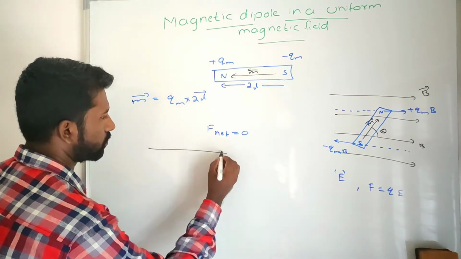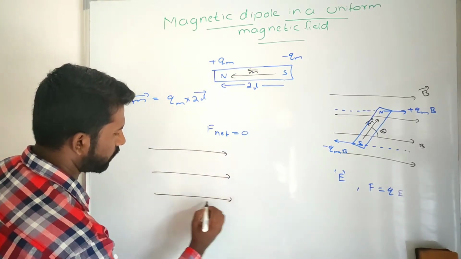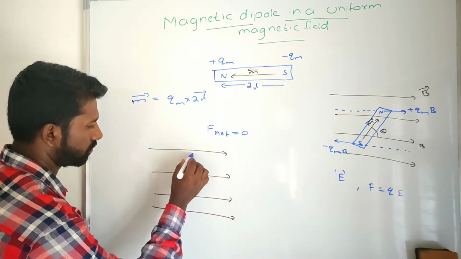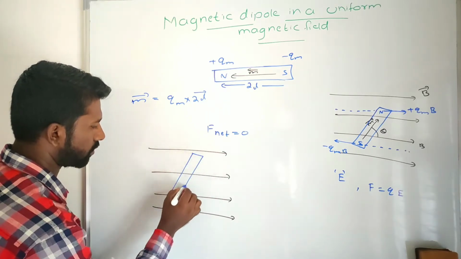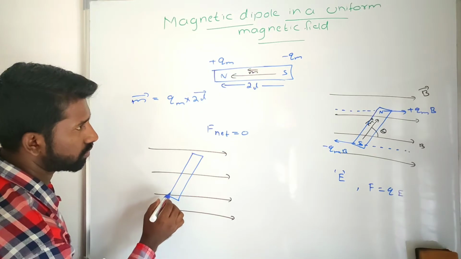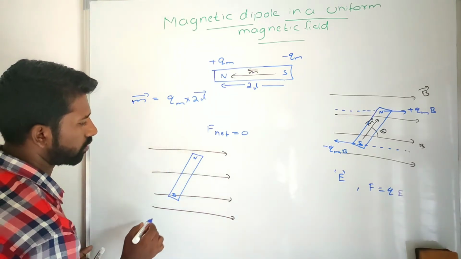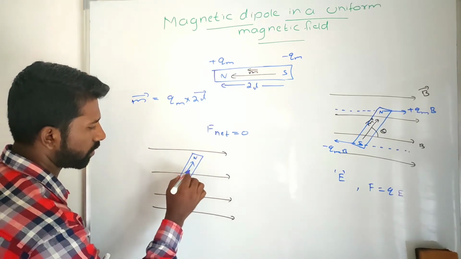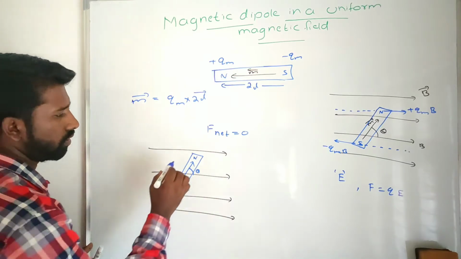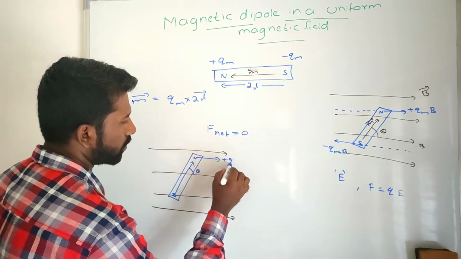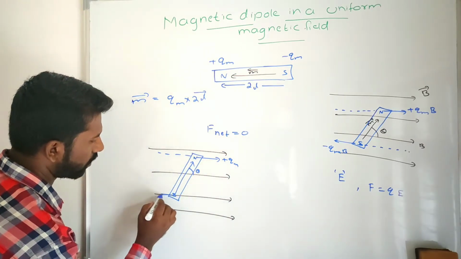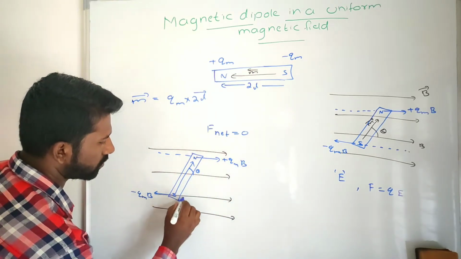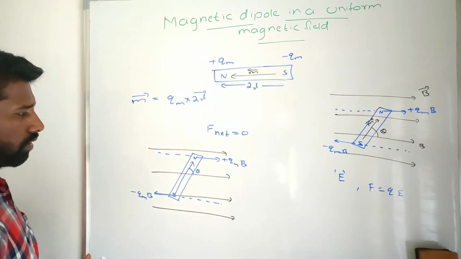So this is the magnetic field. Now we can consider the bar magnet. This is the south pole and this is the north pole. The magnetic dipole moment is like this. This is m, and it is making an angle theta. The line of action of this force is plus Qm into B in this direction, and there is another force, minus Qm into B. Here also B is there. This force is in this direction.